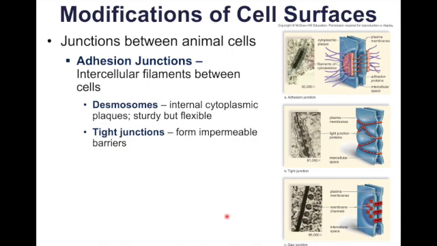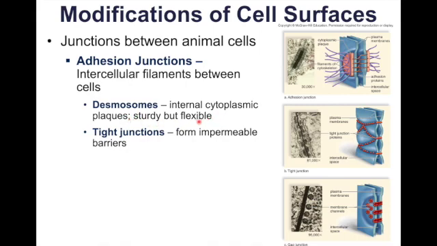And then different ways of connecting cells together. So junctions between animal cells, adhesion junctions. So adhesion, remember, sticking things together. And so you have intercellular filaments between the cells. So two types here. You have the desmosomes. So those are pictured here. So these are internal cytoplasmic plaques. These guys are sturdy but flexible.